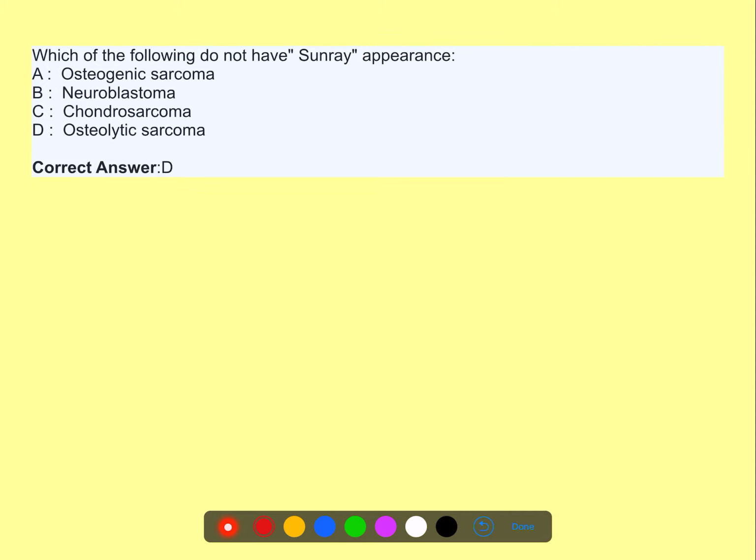Which of the following does not have a sunray appearance? Sunray appearance you can see in osteogenic sarcoma, neuroblastoma and chondrosarcoma. But in osteolytic sarcoma, you cannot see a sunray appearance. It is mostly lytic, so you can see mostly destruction.